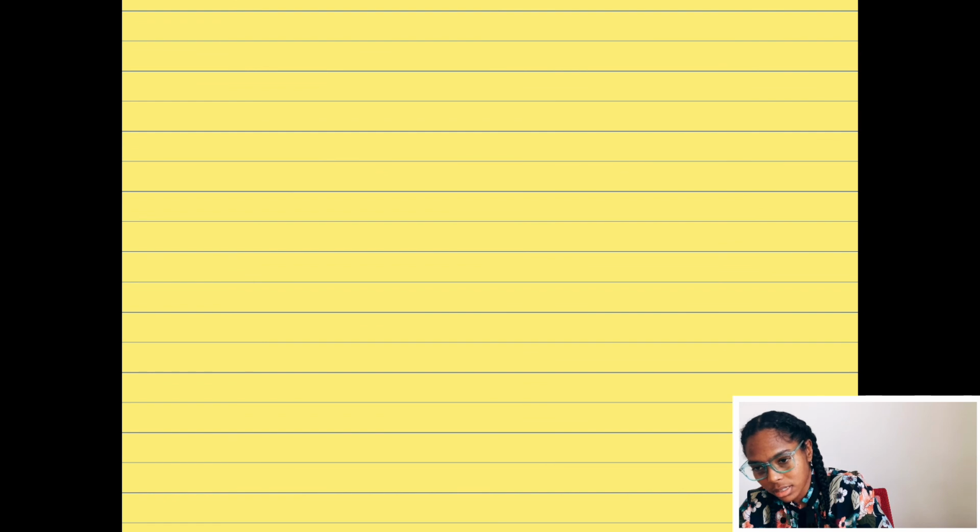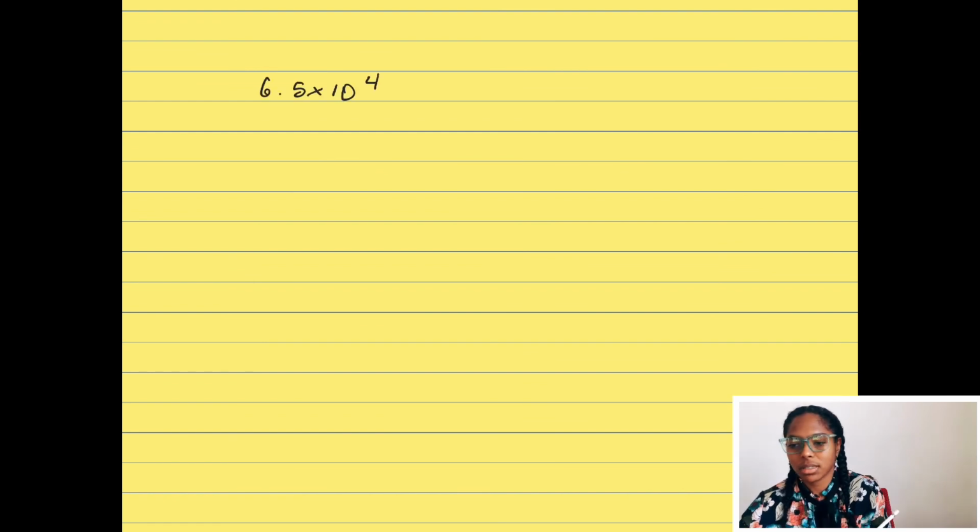Convert 6.5 times 10 to the 4 to decimal form. So what's the first thing we do? We look at this power here, and we're seeing that the power is 4, so that means we have to make 4 jumps. And is it positive or negative? If there's no sign in front, it means it's positive. So if it's positive, it has to move to the right. So 4 jumps to the right.